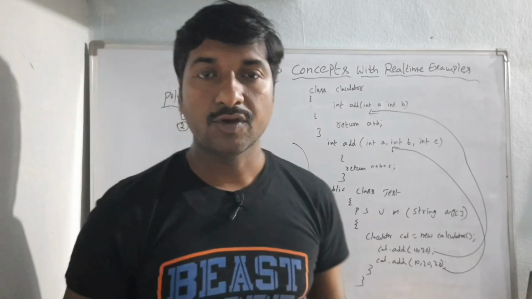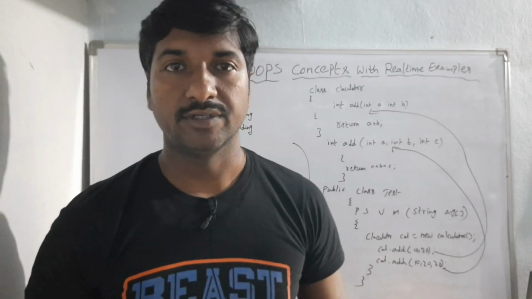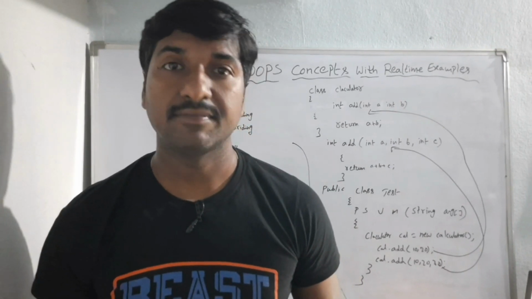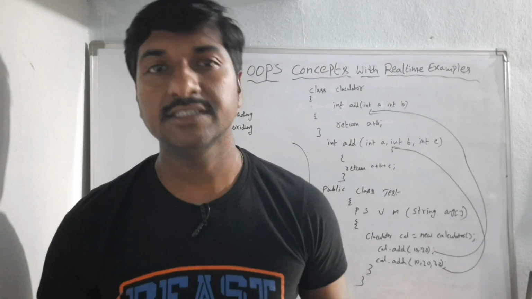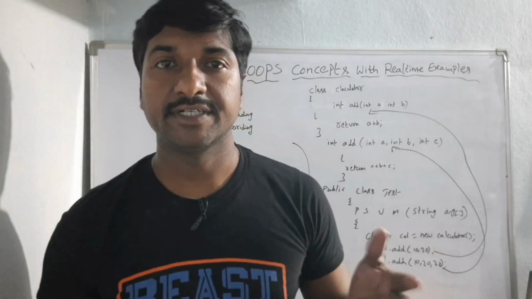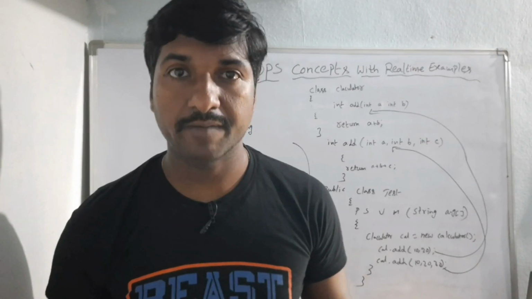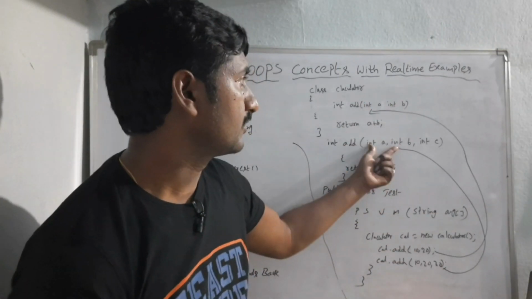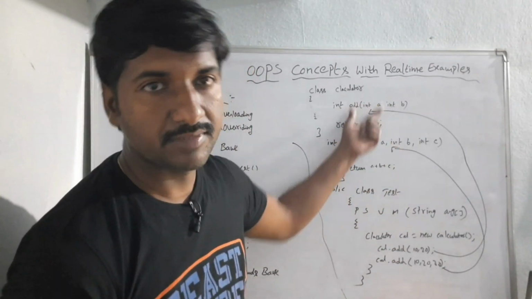I hope you got what is method overloading. Method overloading means the method names are the same, but their parameters or signature is different. It might be the type of parameters, the number of parameters, or the order of parameters that differs. That is nothing but method overloading.